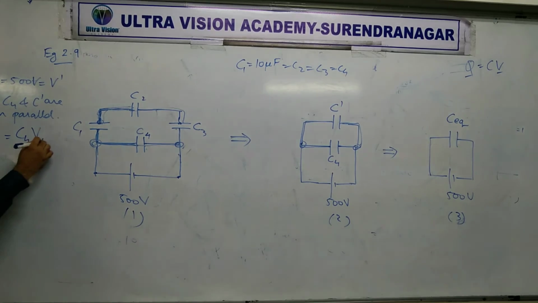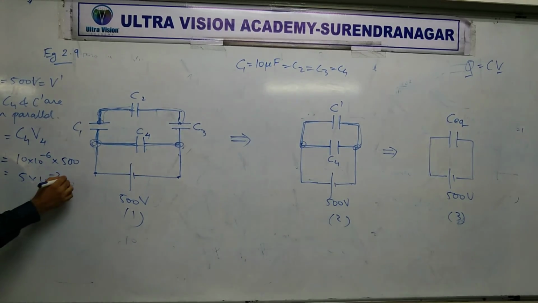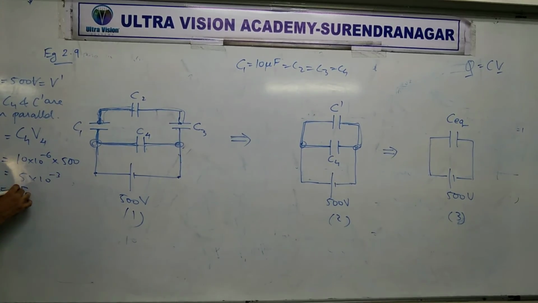C4 V4. Yes or no? Yes. Sure. Okay, what's C4? 10 into 10 raised to minus 6. Okay, V4 500. So multiply them. So that's going to be 5 into 10 raised to minus 3. Yes or no? Yes. So 5 millicoulomb. Got it or not? Yes.